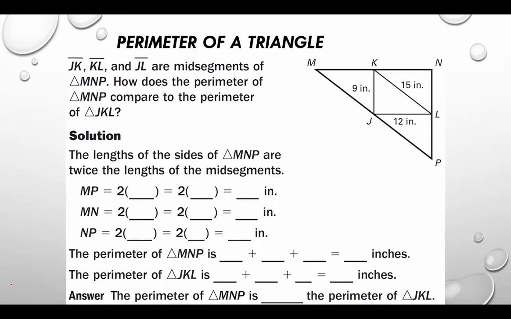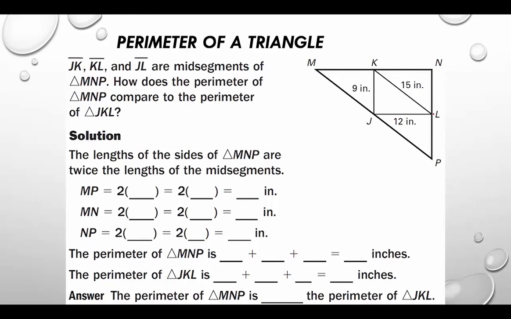Example number 4, we are asked to find the perimeter of a triangle. So they say that line segment JK, line segment KL, and line segment JL are midsegments of triangle MNP. How does the perimeter of triangle MNP compare to the perimeter of triangle JKL? Well, in order to find the perimeter of MNP, first we need to know the side lengths. We are given the lengths of the midsegments, so we're going to use that to find the side lengths.